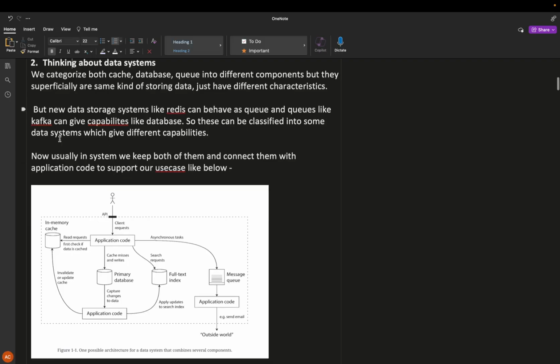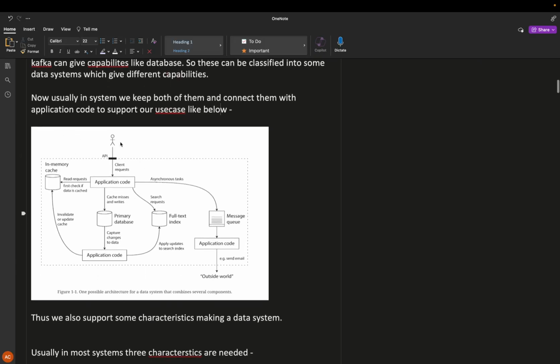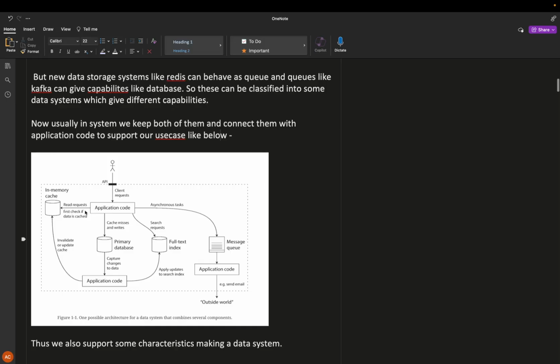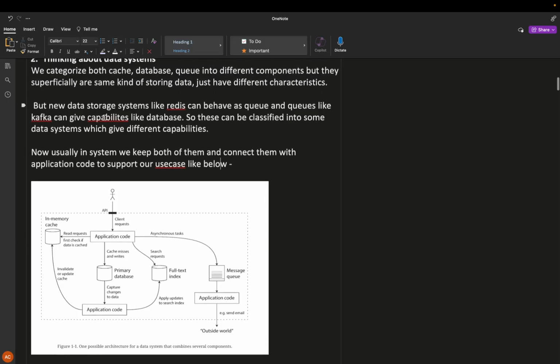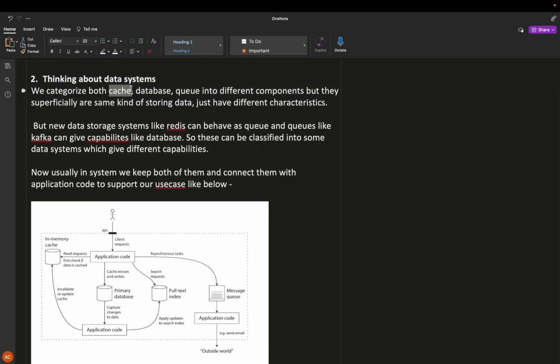We keep Redis as well, we keep Kafka, and connect them with application code to support our use case like below, right? So an example of a data system is given. A user makes a call to a data system, say, and application code is usually used to bind different systems, right? So a cache is bound by application code to the database.